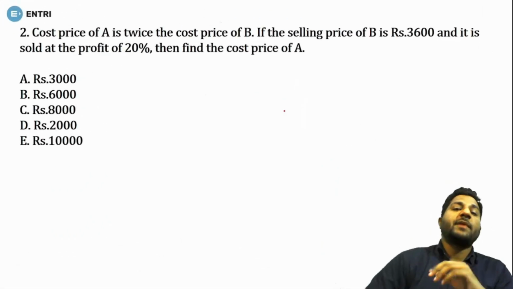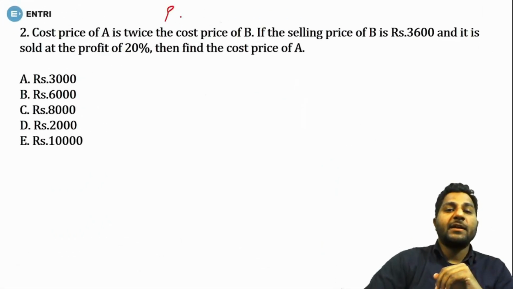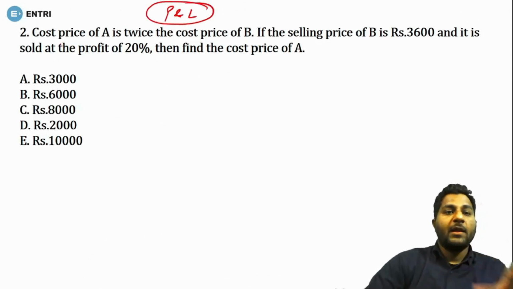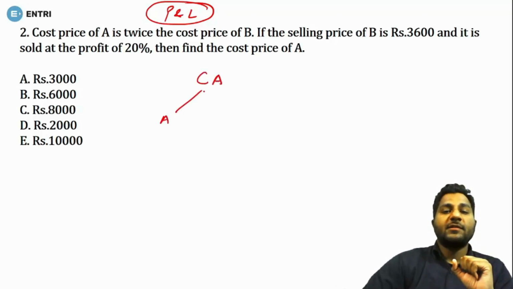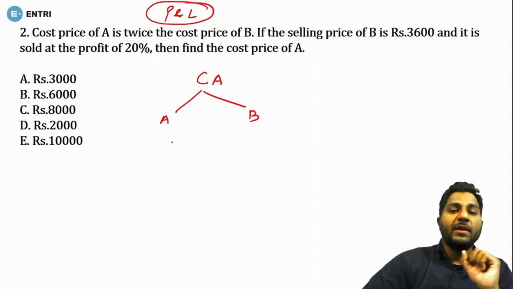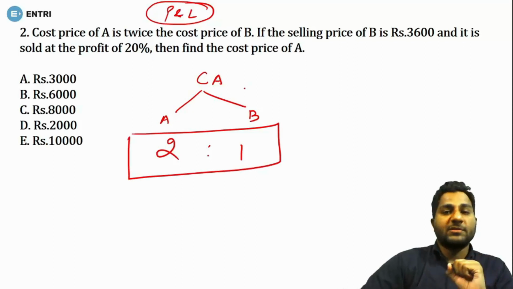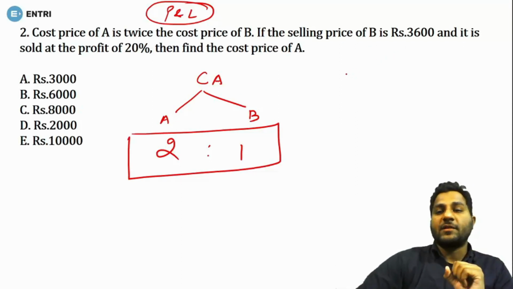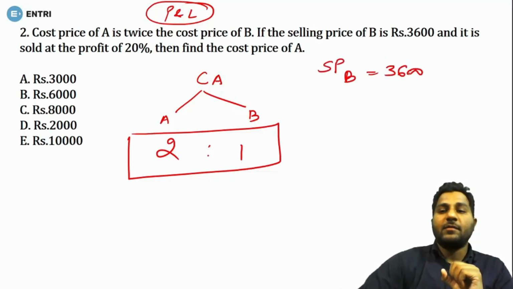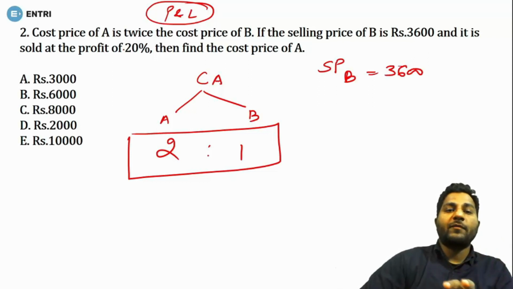The next question is based on profit and loss, and you know that profit and loss provides some really good questions. Look at this. The cost price of A is twice the cost price of B. So that means we have got the ratio of cost price for A and B. If the selling price of B is 3,600, so B's selling price is 3,600 and it is sold at a profit of 20%.